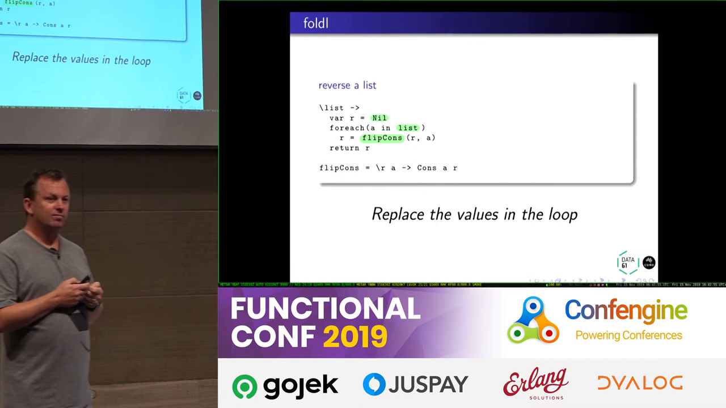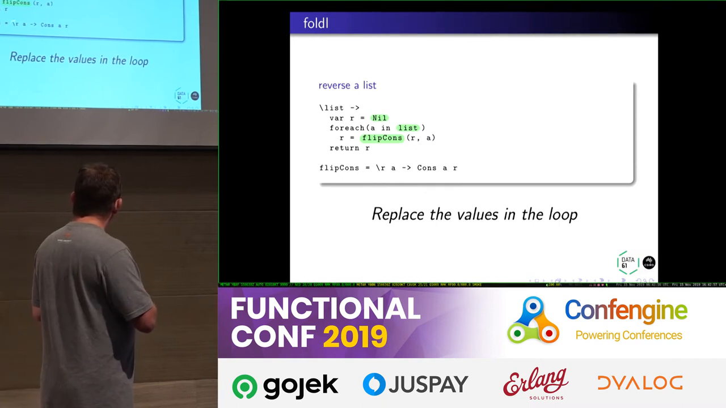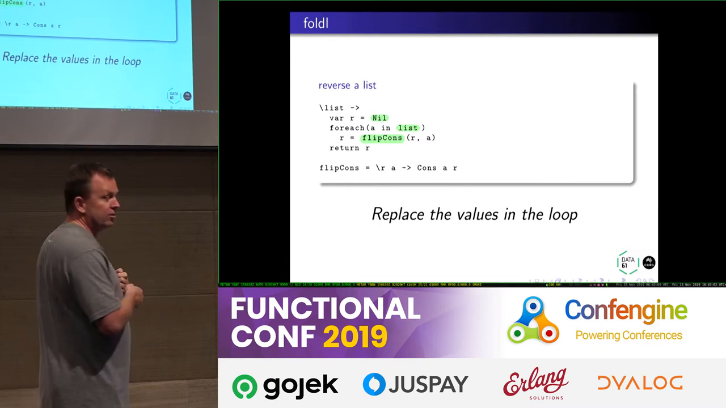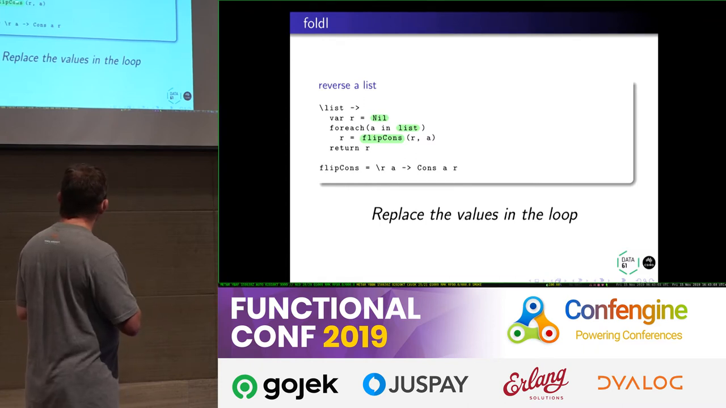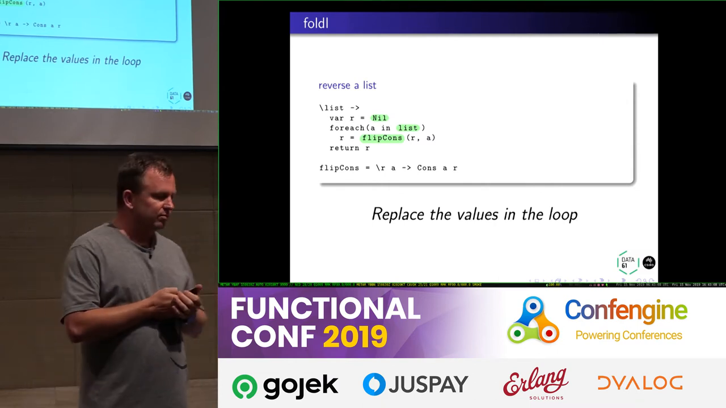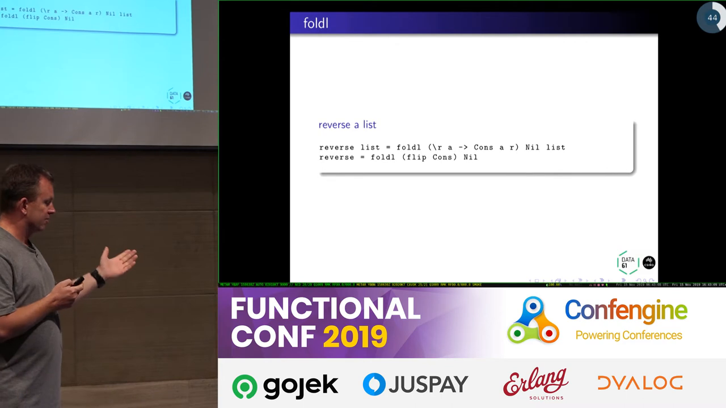There it is. I have a function. There's the list being accumulated, R. There's the element off the list. Cons it. Do that in each iteration of the loop, start at nil. This will reverse a list. That's the real code.